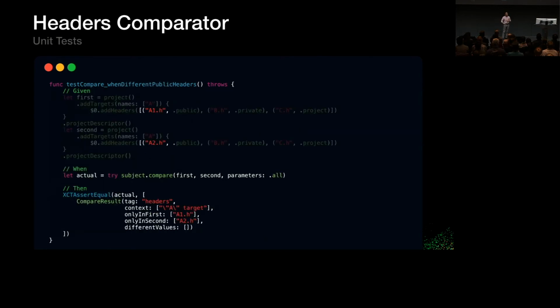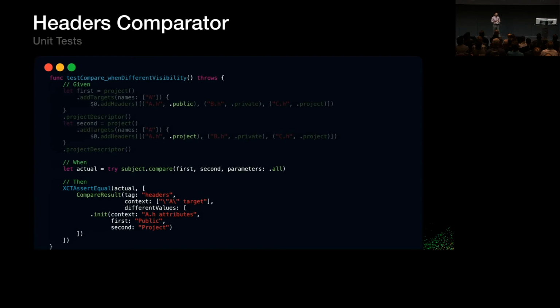Of course, we can vary the test a little bit, maybe have slightly different headers, and we validate the results match accordingly. So it'll say, hey, a1.h is in the first one, and a2.h is in the second one, and you don't have them matching. And then the third variant is perhaps a header with a different attribute. As you may know, Xcode has three possible header visibilities: public headers, private headers, and project headers. In this test, we're testing that one project has a public header, another one has a project header, and that this mismatch is highlighted for us. And this test passes, and that's fantastic.